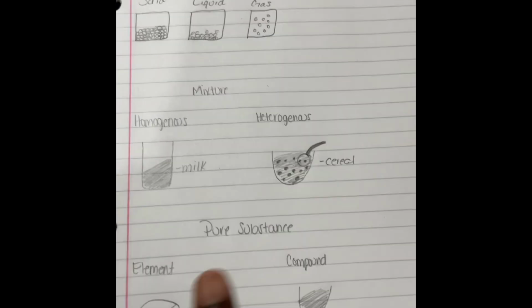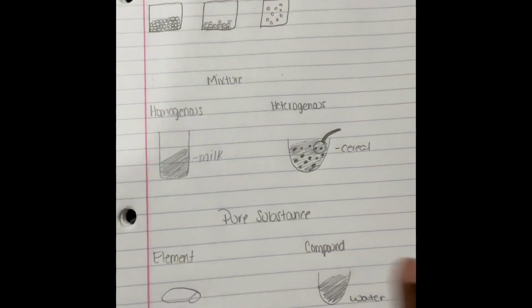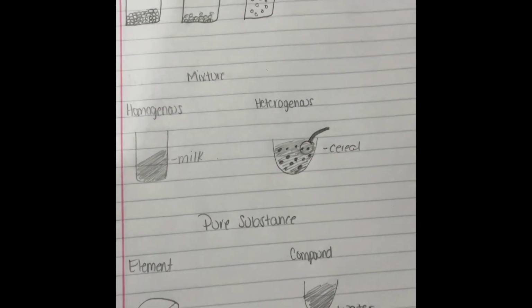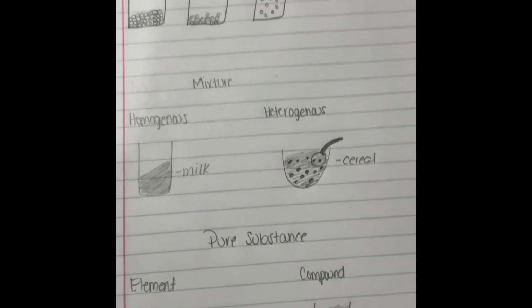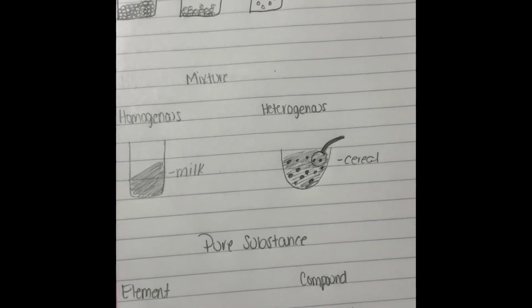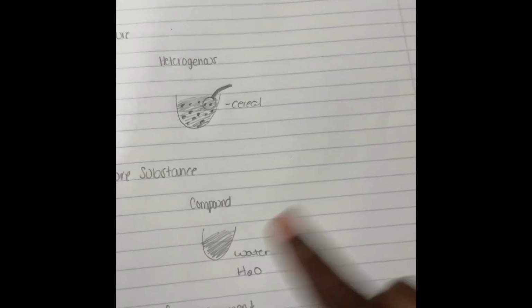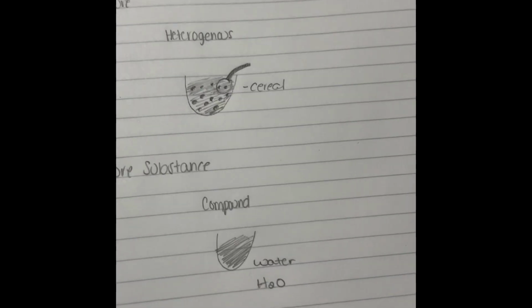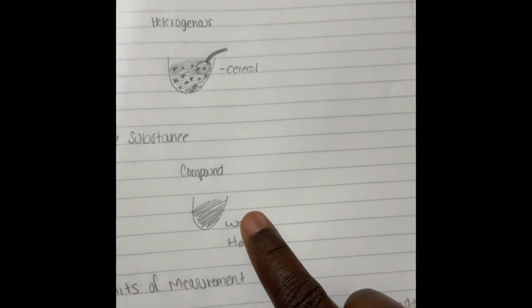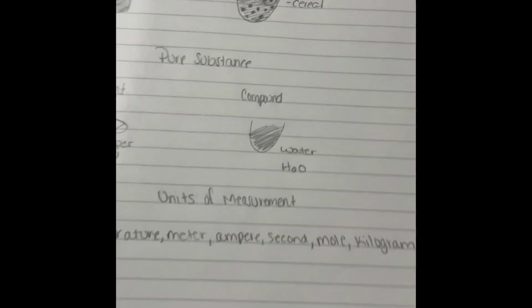Now with pure substances, there are two types: an element and a compound. An element would be like copper, hydrogen, lithium, nitrogen, oxygen, all separate. But a compound could be 2, 3, 4 types of elements put together, like water, which makes H2O, which is 2 hydrogens and 1 oxygen.